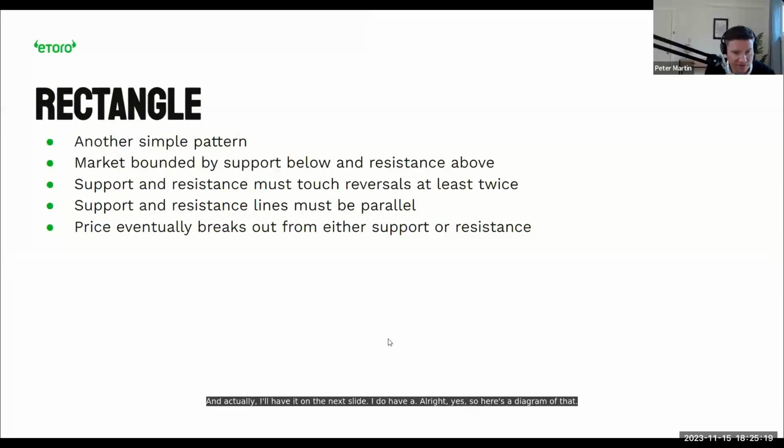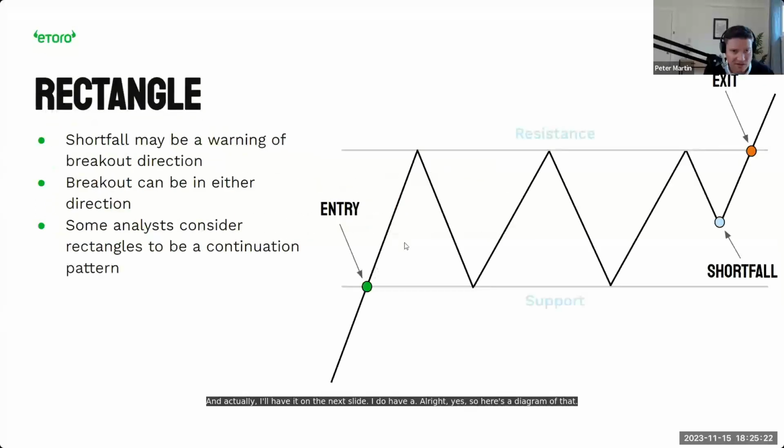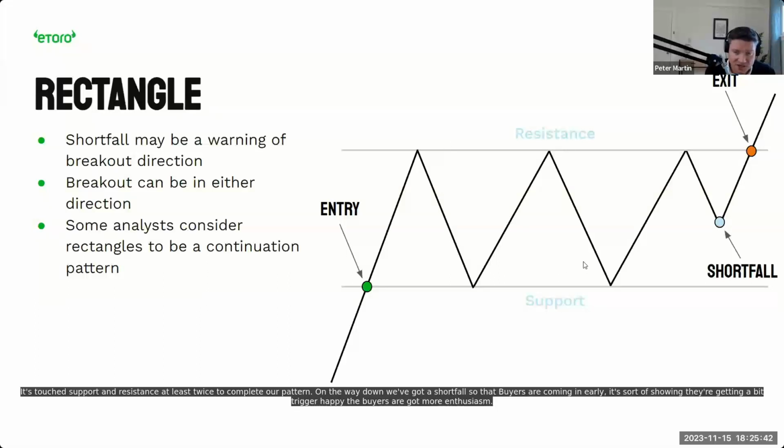So let's go back to our charts. Actually, I'll have it on the next slide. Right, yeah, so here's a diagram of that. This introduces the idea of the shortfall. It's this kind of partial decline or partial rise. So we can see on the right of the diagram, the shortfall where price has been stuck in this range. It's touched support and resistance at least twice to complete our pattern. On the way down, we've got a shortfall so that buyers are coming in early. It's sort of showing they're getting a bit trigger happy. The buyers have got more enthusiasm.